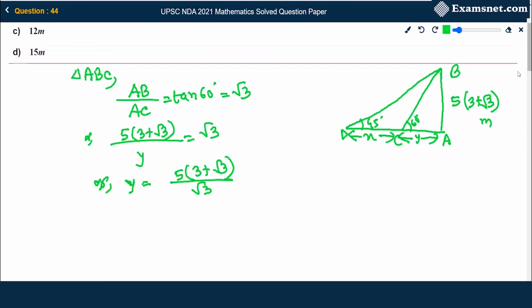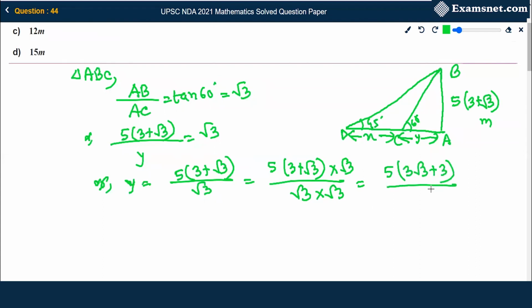Okay, now since root 3 is an irrational number and it's in the denominator, we need to do rationalization here. To rationalize this, we will multiply root 3 in numerator and denominator as well. We will get the value 5 times (3 root 3 plus 3) by 3. Let's name it equation number 1.